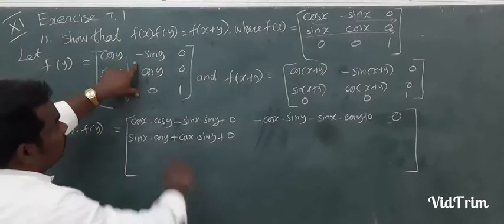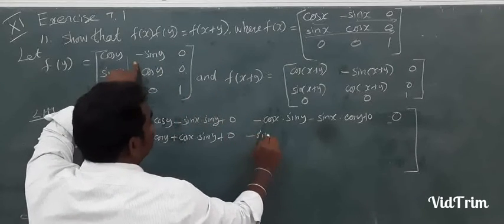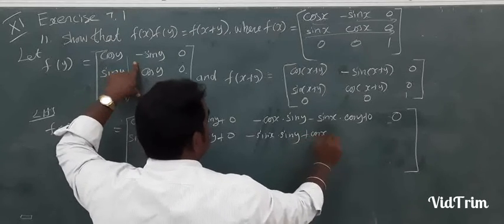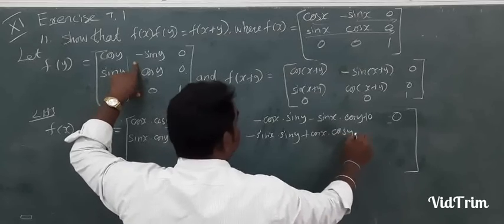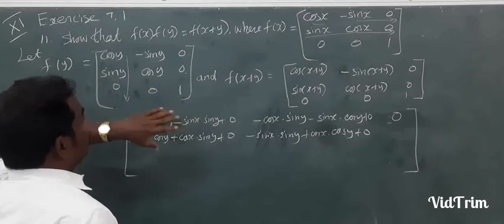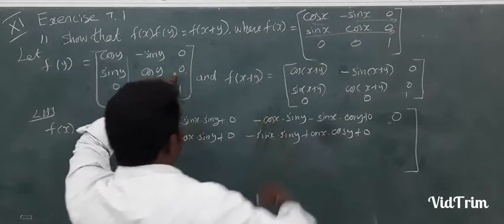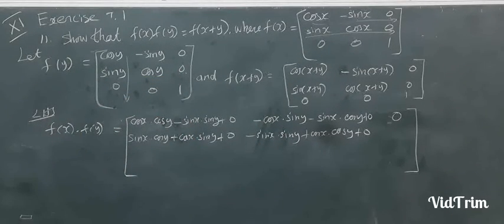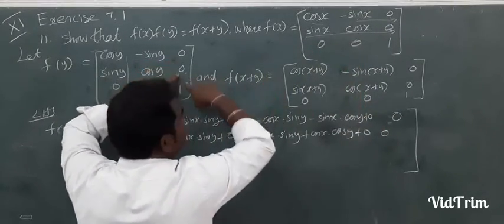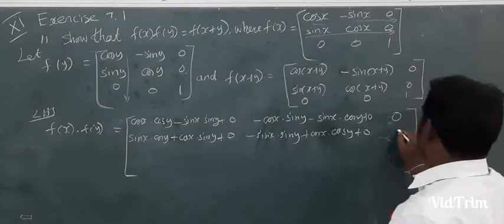And second row, second column: minus of sin x into sin y and plus cos x into cos y plus 0, and last one 0. Second row, third column: sin x into 0, 0, cos x into 0, 0, 0 into 1, 0. So this becomes 0.